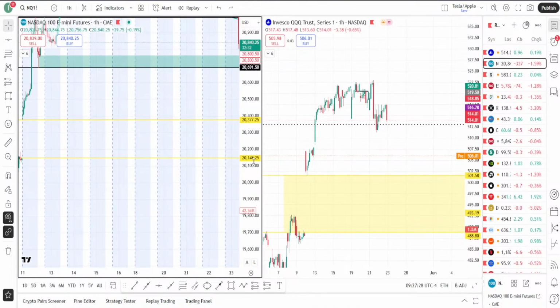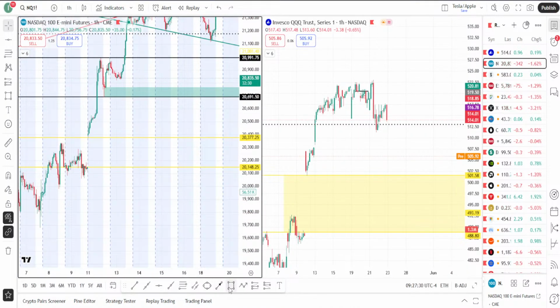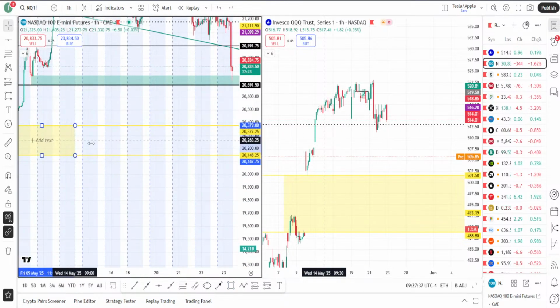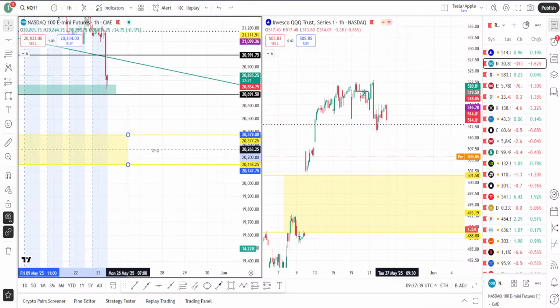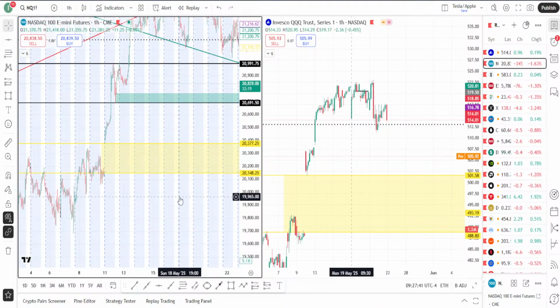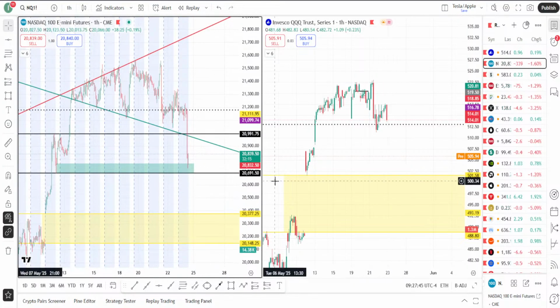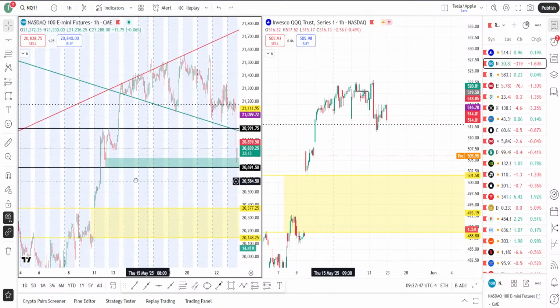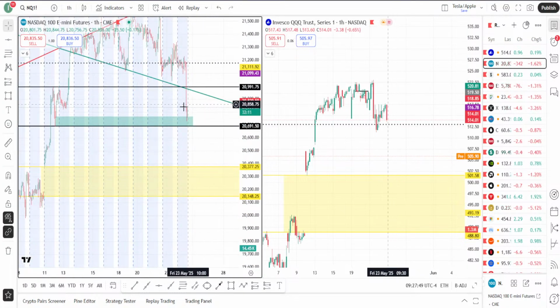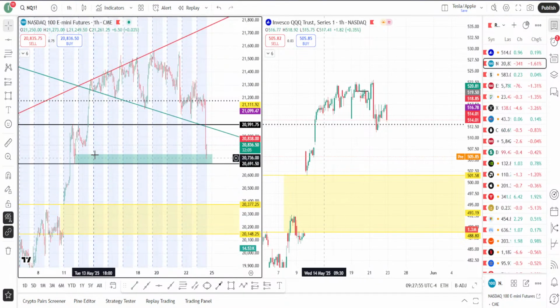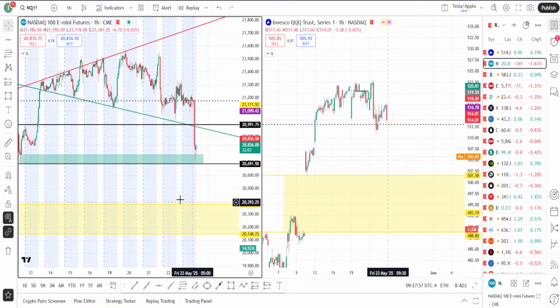And what else? Let's get this one on the Qs marked as well. Slide it all the way to the right. There we go. Now we have our gap. Okay, so I don't want to go too far out from where the price action is right here. I don't think we're going to need to go too far. So let's just stay here.